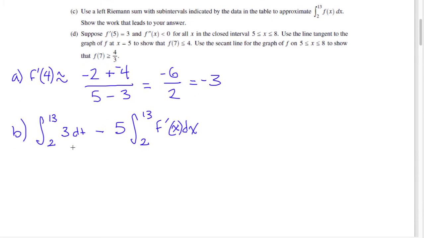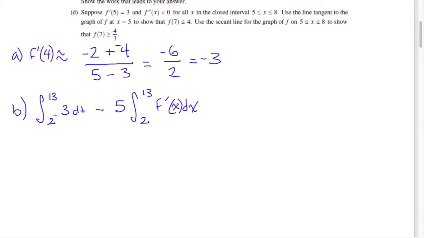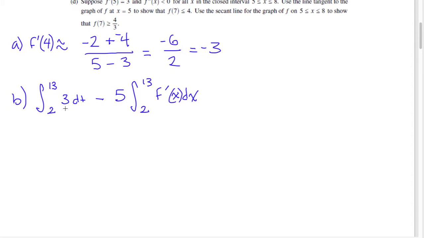Now we're going to do these independently. So there's the shortcut trick for this one, which is 13 minus 2 times 3. Do we like shortcut in here, or do we like long way? Long way. All right, I'm going to do both. So here's the long way. Taking the antiderivative is 3t evaluated from 2 to 13. And then I plug in 13 and 2.